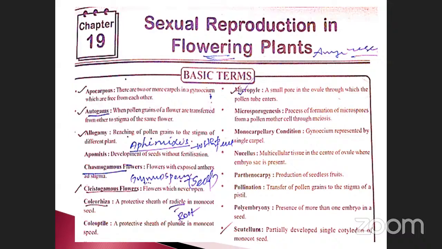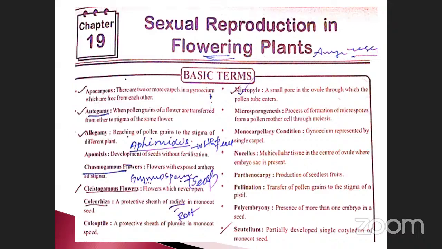Then go to the next one. Autogamy is when pollen grains of a flower are transferred from anther to stigma of the same flower. What is the meaning of this? Two flowers present on the same branches. The pollen grains of one flower or one branch transferred to the other branch of the flower or other flowers in the same plant is called autogamy.